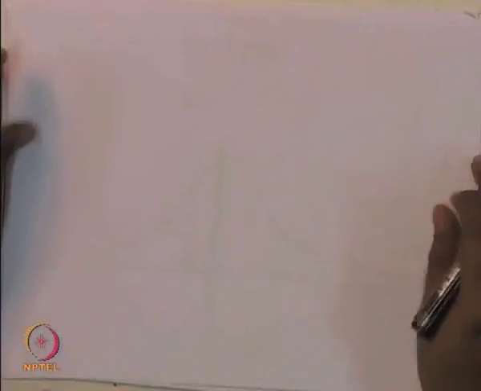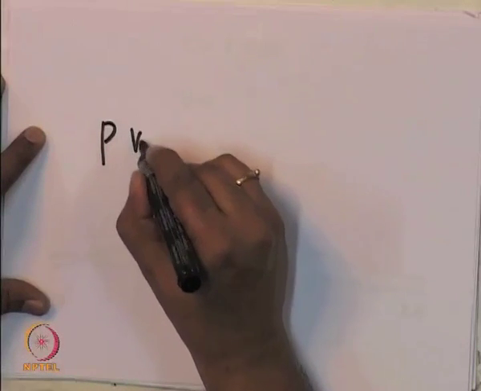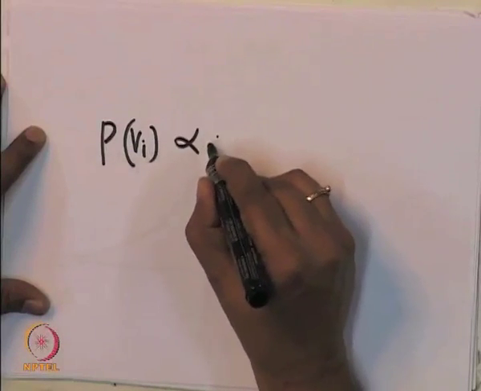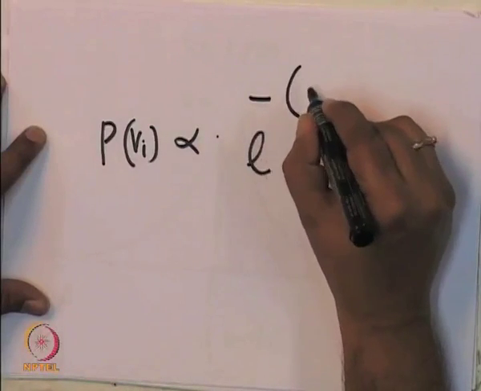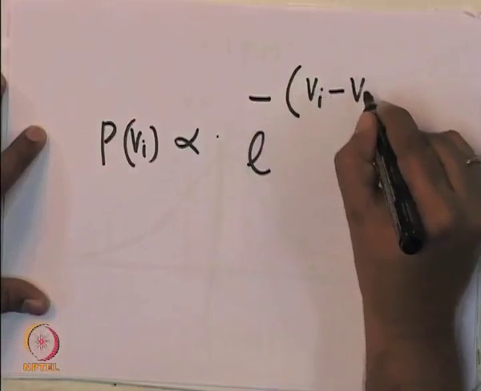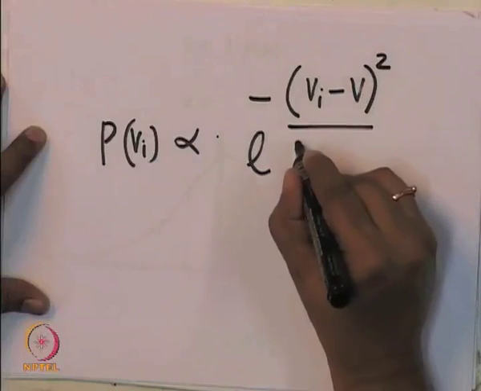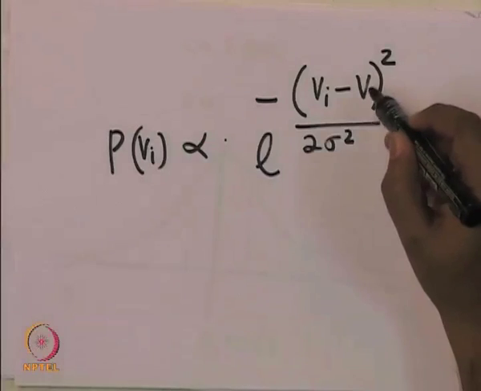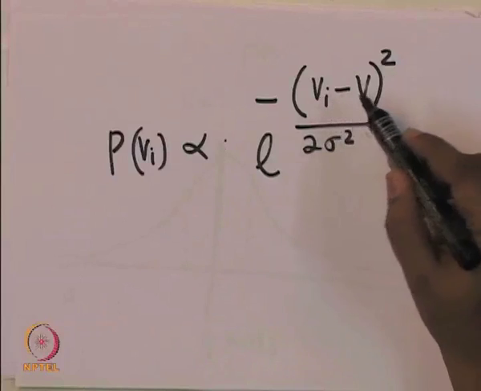We discussed that for a Gaussian distribution, the probability that you will find the velocity V_i is proportional to e to the power minus (V_i minus V) whole squared divided by 2 sigma squared. This is what you expect, where V is some kind of average value. So this was 9, sometimes you will get 8.9, sometimes you get 9.